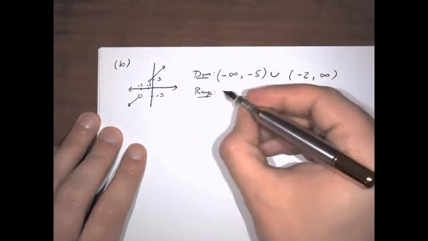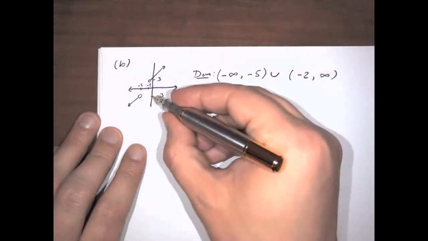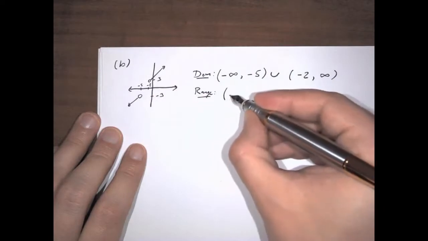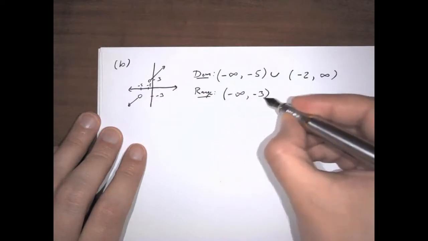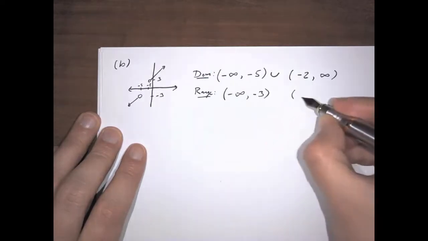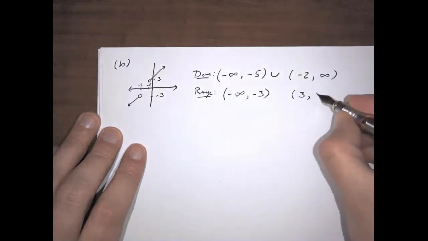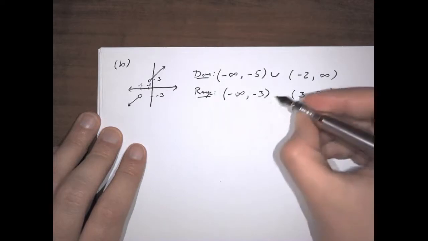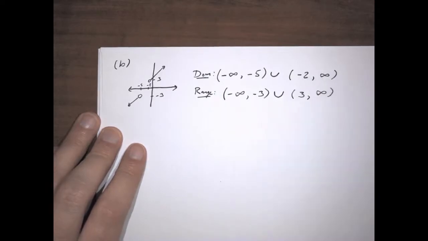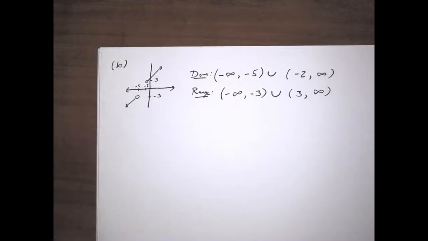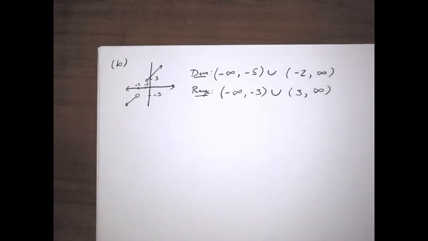As for the range, we look at the y values. The y values are going to be everything below negative 3, so it's going to be negative infinity to negative 3, like so. Everything above positive 3, so it's going to be 3 up to infinity, like so. And once again, the two pieces are going to be put together with a u for union.